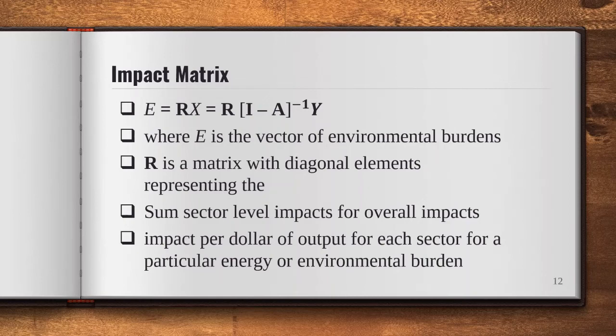So this is just telling you the impact of each sector. This R we'll be discussing in the next slide. It's basically telling the impact per dollar of output for each sector for a particular energy or environment burden, and you can sum up all this to get the total environmental impact.